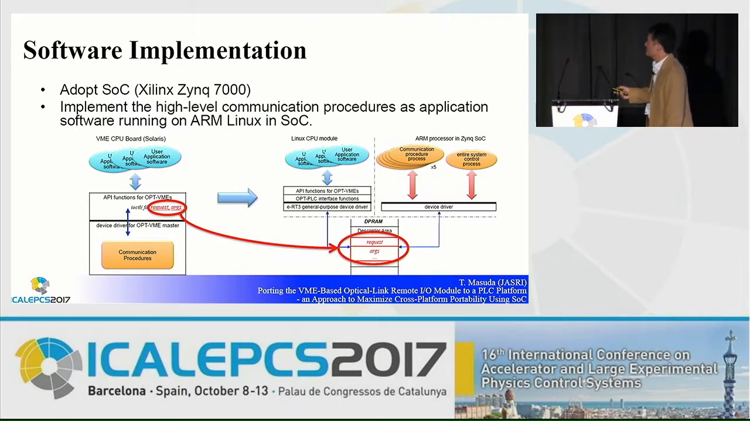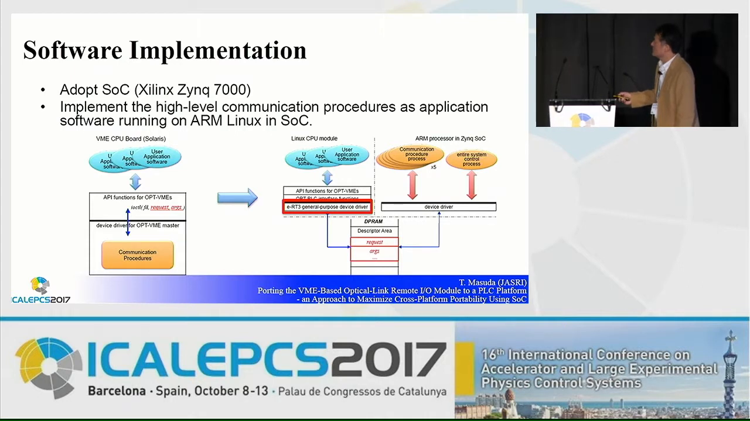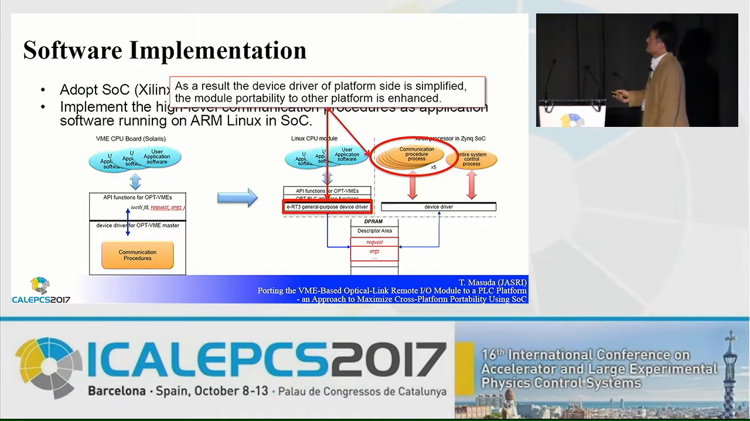And the communication procedure process receives the request code to determine the execution procedure. And then we use the general purpose device driver here. And as a result, the device driver on the platform side is simplified. The module portability to other platforms is enhanced.